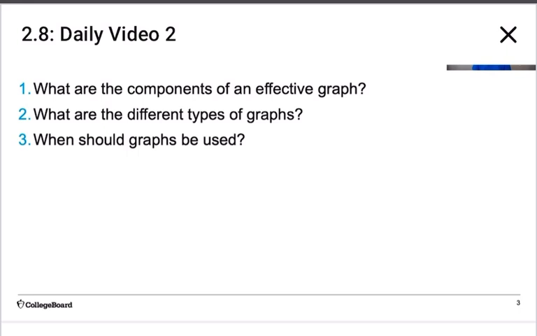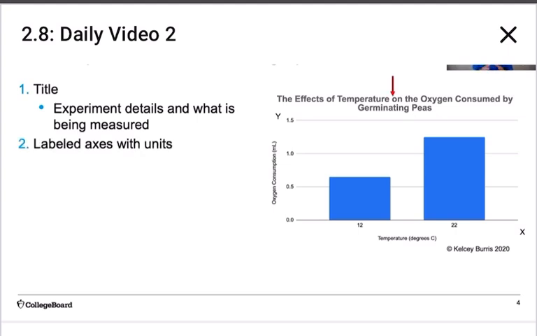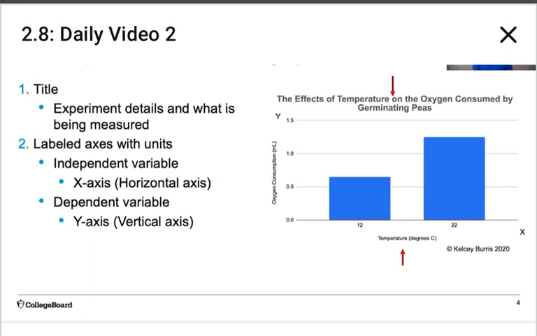So let's dive in. The components of an effective graph include a title. The title should include experiment details and what is being measured. Secondly, there should be labeled axes with units. The independent variable should be located on the x-axis, and the dependent variable should be located on the y-axis.